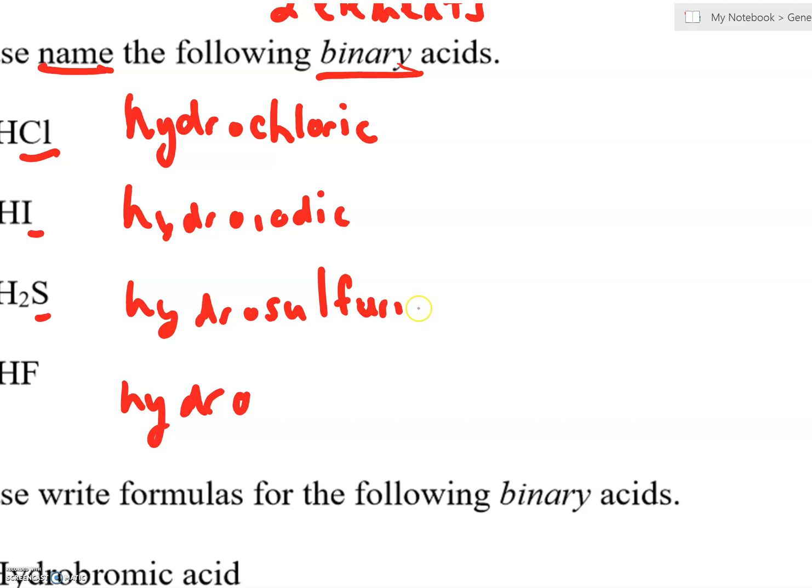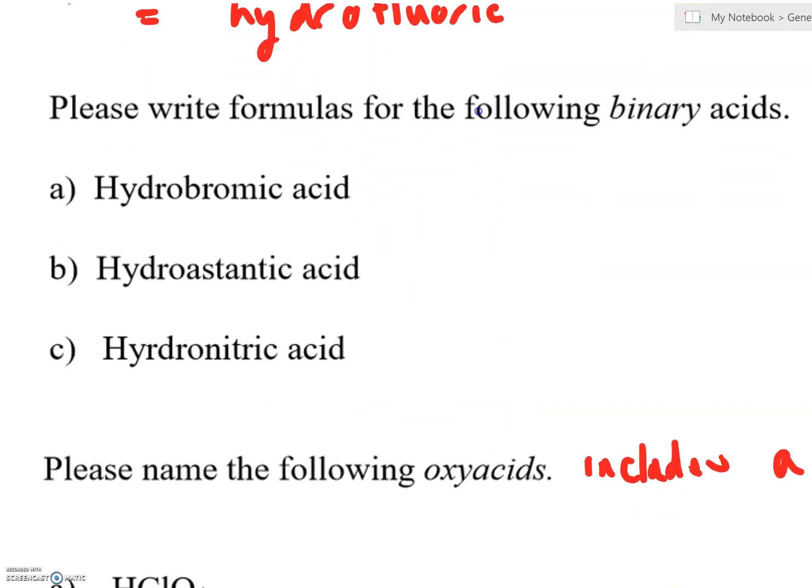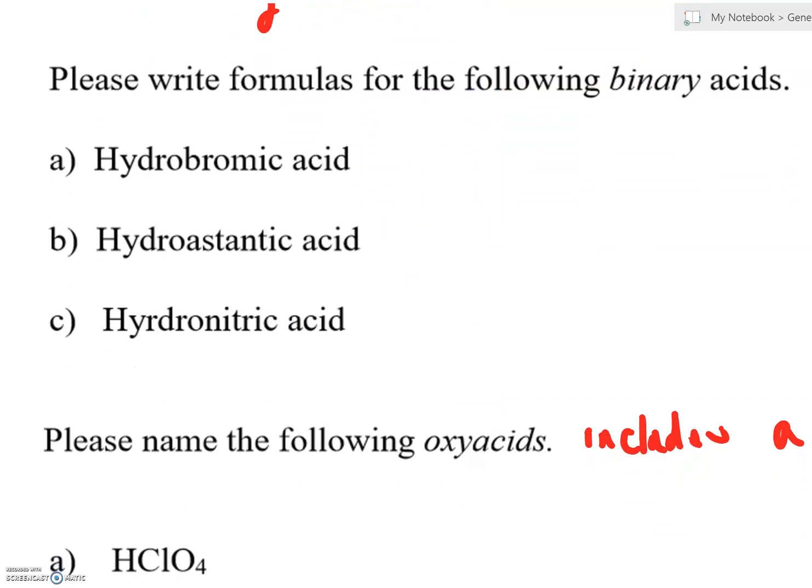Hydrosulfuric. Okay? Finally, this one is clearly fluorine, but we're going to change it to ic. Okay? Easy peasy. All right. Please write formulas for the following binary acids.